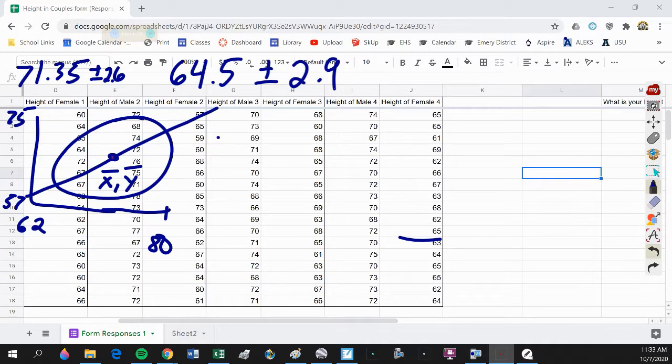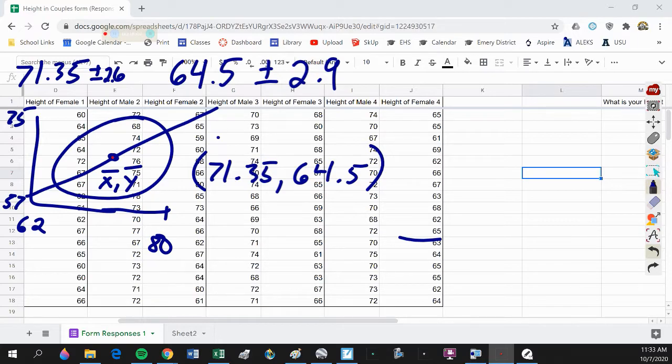So this point right here is 71.35, comma 64.5. Who is at that position? Well, probably nobody, but if they existed, what can you tell me about those people? The male is the average of the males, and the woman is the average of the women. So they are as average as it gets. That point is called the point of averages.